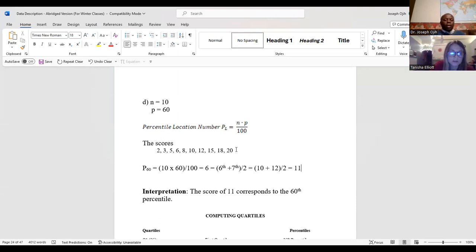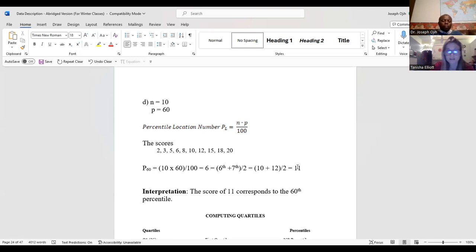Okay. I don't understand. 11 is not in this data set. Yes, but it is the 11 that corresponds. Remember, we're looking for the score that corresponds to the 60th percentile. So even though it's not there, that is the score that, if somebody scored that, means that person is scoring at the 60th percentile.